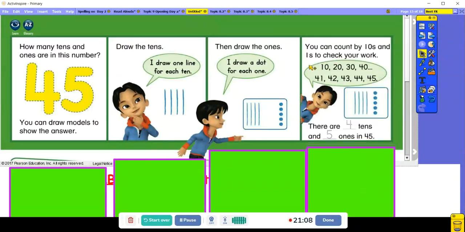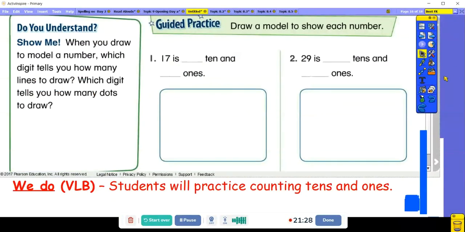Okay, so then you can count by tens and ones to check your work. So 10, 20, 30, 40, 41, 42, 43, 44, 45. So now we know there are 4 tens and 5 ones in 45. And you can practice this, again, using your models. So here, 17 is blank 10 and blank ones.